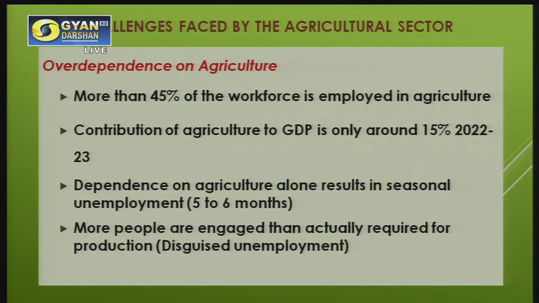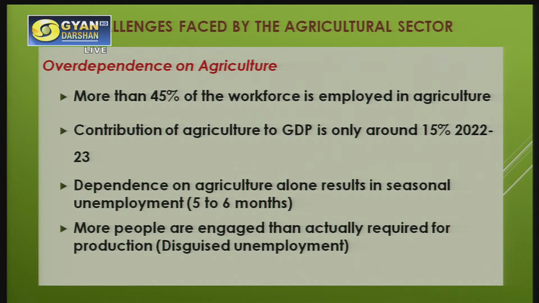Another important challenge is over-dependence on agriculture. As we have already seen, agriculture contributes around 45% of the employment and 15% of the GDP. So imagine, the contribution to GDP is only 15%, whereas 45% of the population is engaged in agriculture. So agriculture faces two kinds of unemployment. One is seasonal unemployment and another is disguised unemployment.